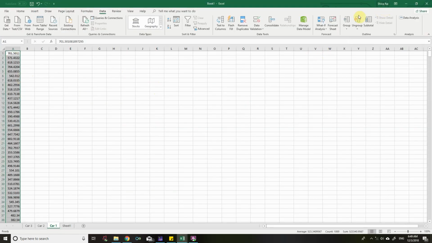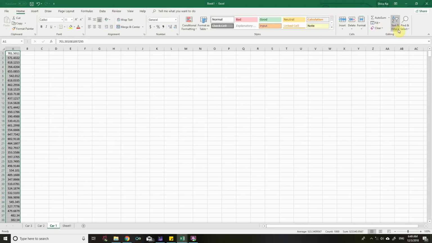So car 1, go to home and click on sort and filter, smallest to largest. That's fine. Now do the same thing for car 2. Sort and filter, smallest to largest, sort and filter, smallest to largest.